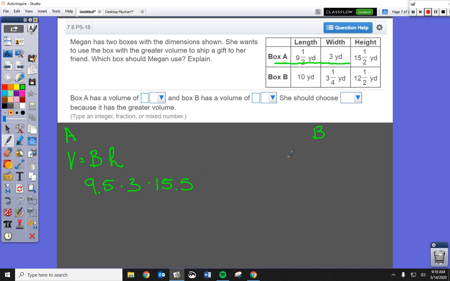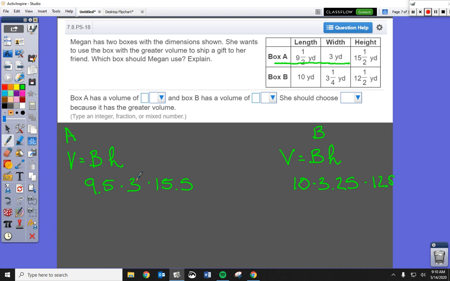We go to box B. Same thing here. Volume equals the area of the base times the height. The base is length and width. 10 times 3 1/4, which is 3.25, times 12.5, which is 12.5.